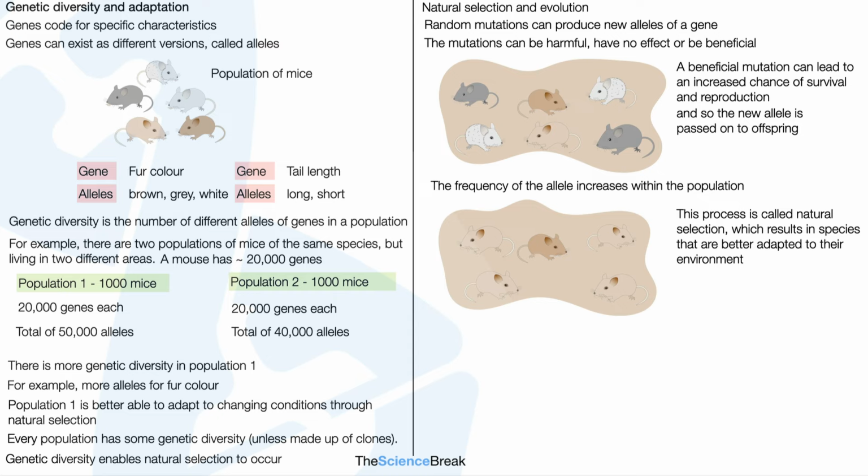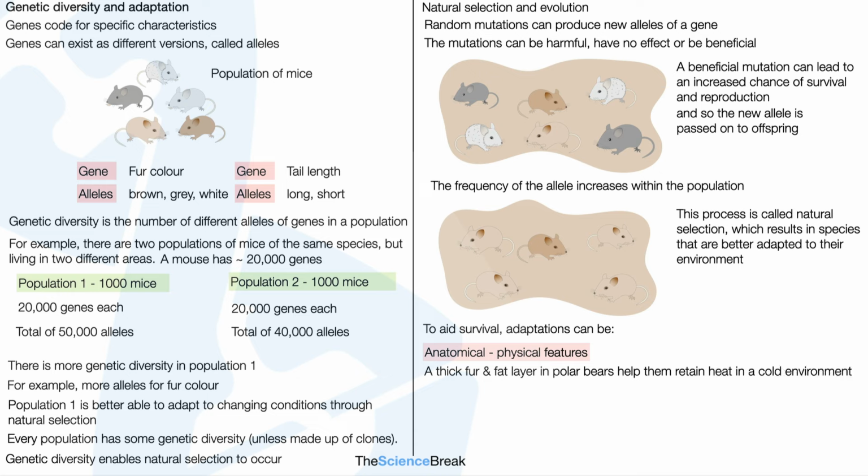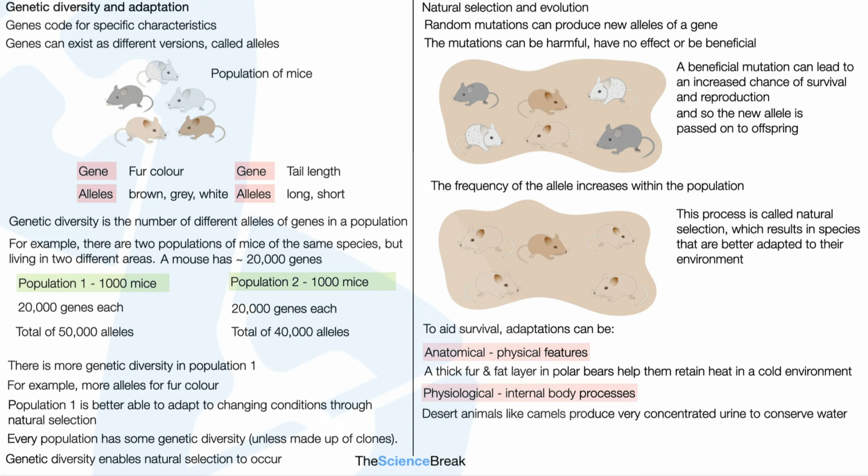Adaptations can be of various types. To aid survival, adaptations can be anatomical. This relates to physical features. For example, a thick fur and fat layer in polar bears helps them to retain heat in a cold environment. We have physiological adaptations, which are related to internal body processes. For example, desert animals like camels can produce very concentrated urine in small volumes to conserve water.